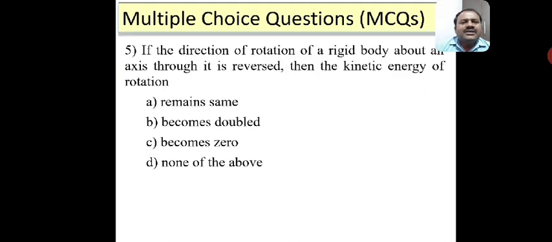The fifth question: if the direction of rotation of a rigid body about an axis through it is reversed, then the kinetic energy of rotation, the options are remains same, becomes doubled, becomes 0, and none of the above. Since we are not changing any of the factors like the mass or axis of rotation or omega, we are simply reversing it. The direction of rotation is reversed, therefore the kinetic energy will not change. Reversing the direction of rotation will not alter the kinetic energy, therefore the correct answer is A, remains same.